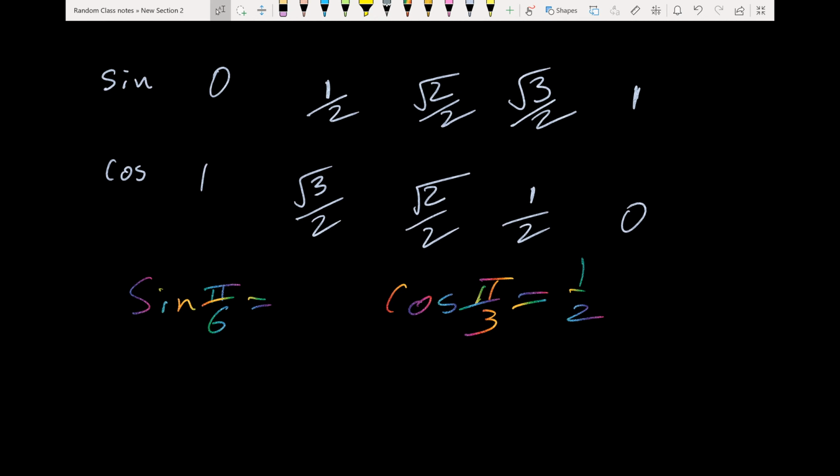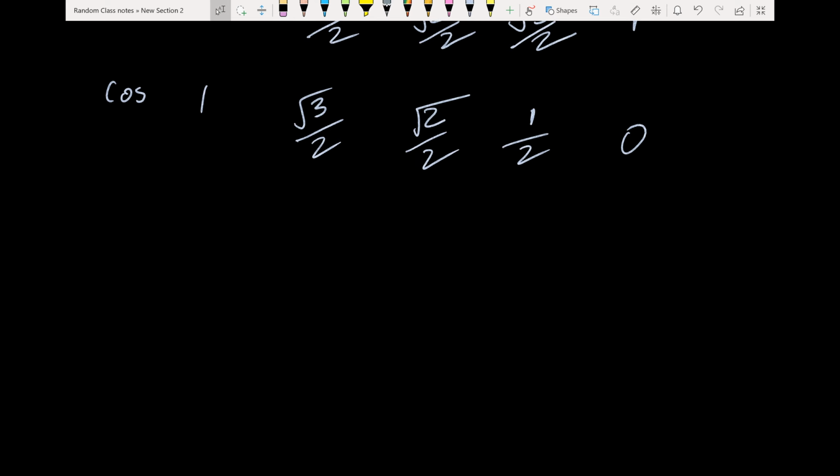Can I erase this? What if I make the problem more interesting, since this is an honors class? Mike, you ready? Tangent of pi over 4. What is tangent of pi over 4?